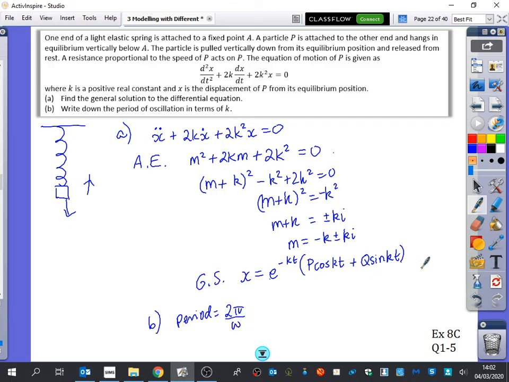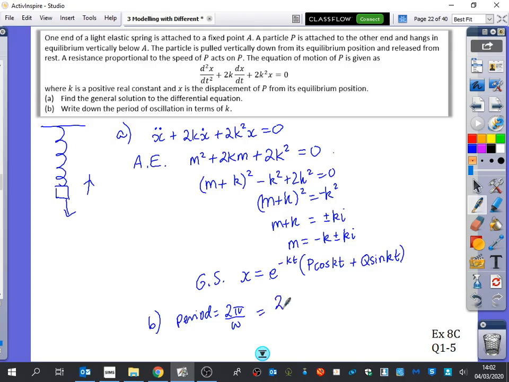What's omega in this case? It's just k. Because remember, the graph normally has a period of 2 pi, but because we've got the k in front of it, we've compressed it by a factor of k. So the period of oscillation is the usual period, 2 pi, divided by k.